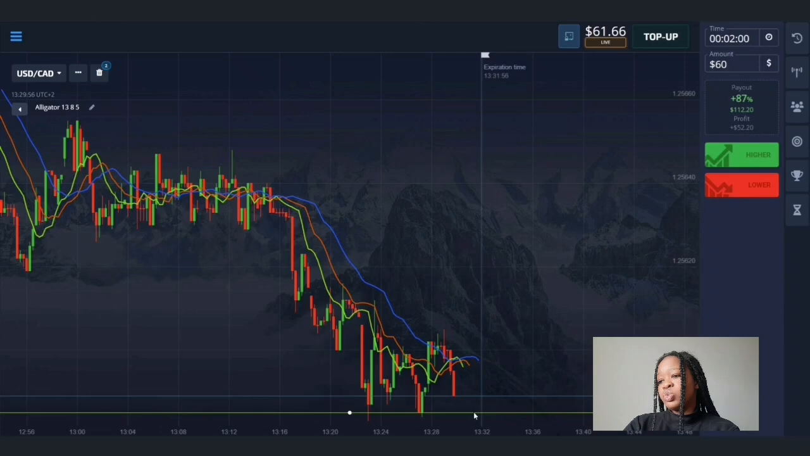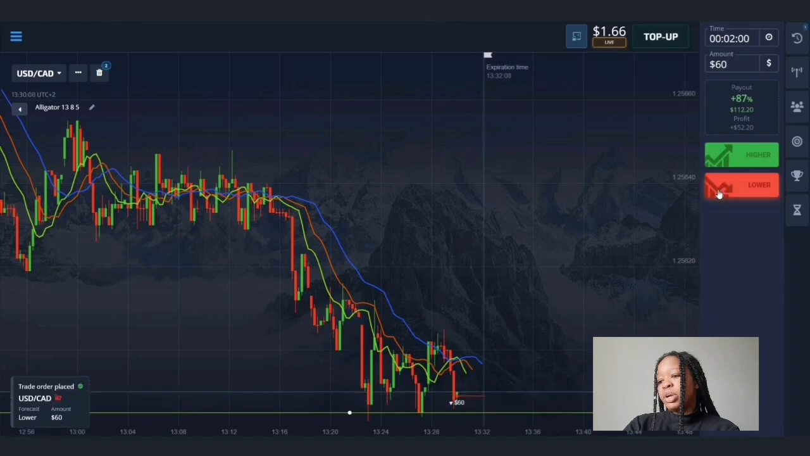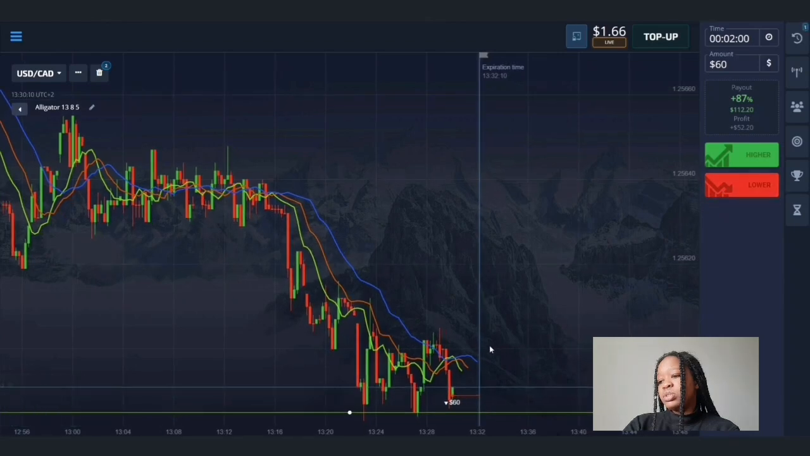So this situation is quite similar to the last. This is a level of support and price reached this level for a third time, and there is the crossing of moving averages, as you can see, and it signals that anytime soon price will be falling down. So I'll enter the market here with a down trade and wait for the results of this trade.